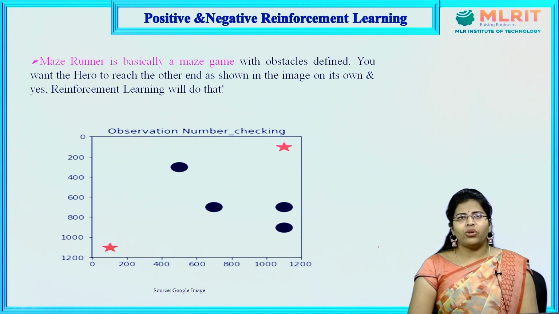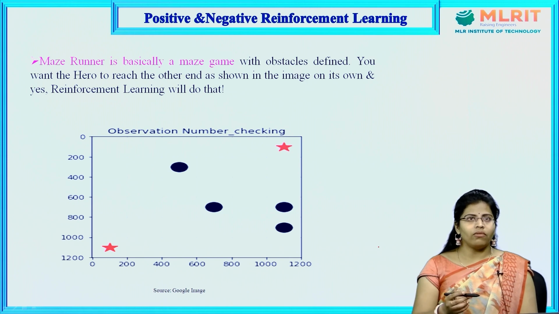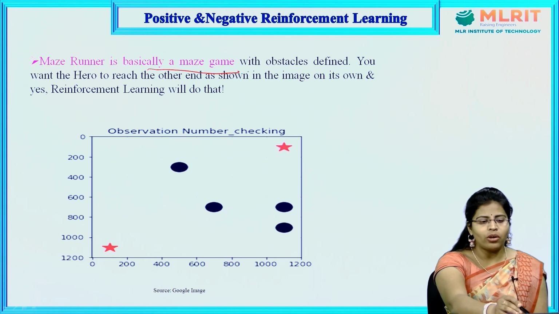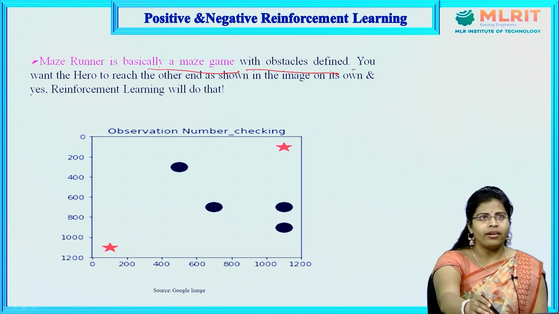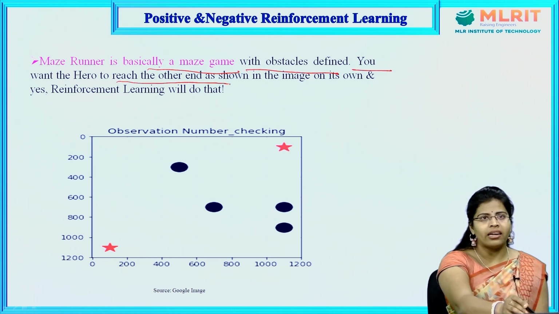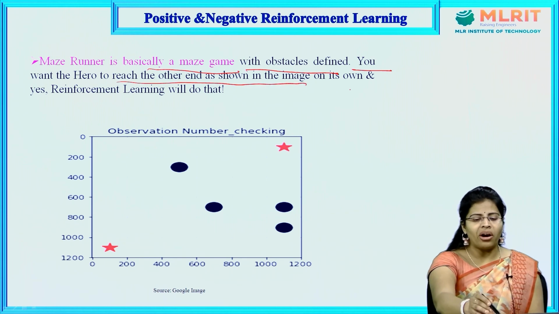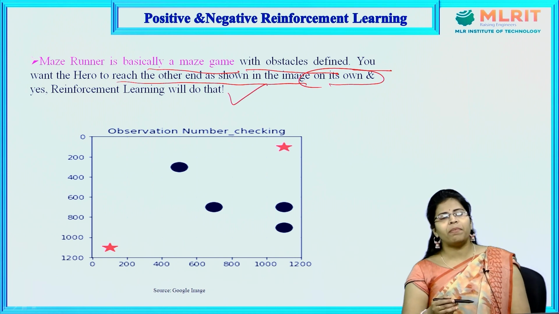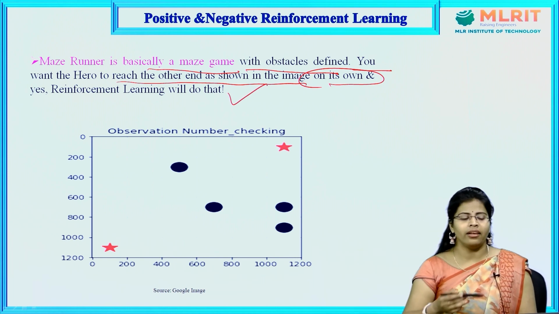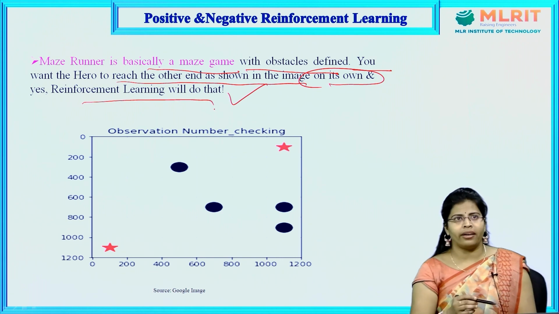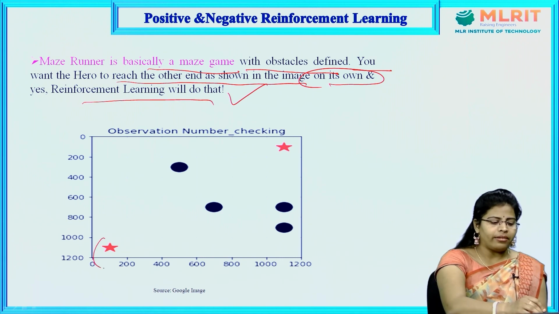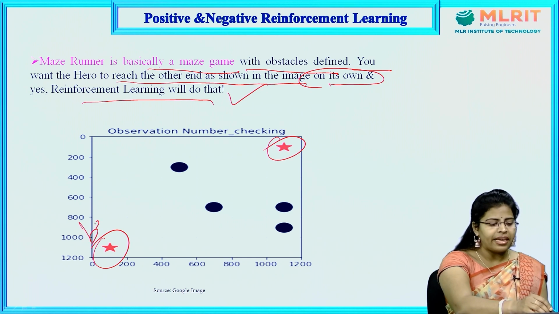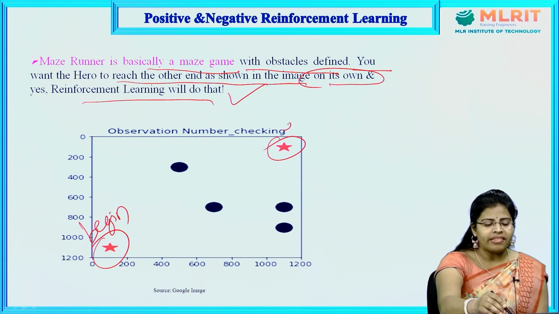Let me explain with one example. For example, Maze Runner is basically a maze game with obstacles defined. Here, you want the hero to reach the other end, as shown in the image, on its own. How can that be performed? It can be performed with reinforcement learning. How? For example, here, the red star indicates this is a beginning point and this is an end point.